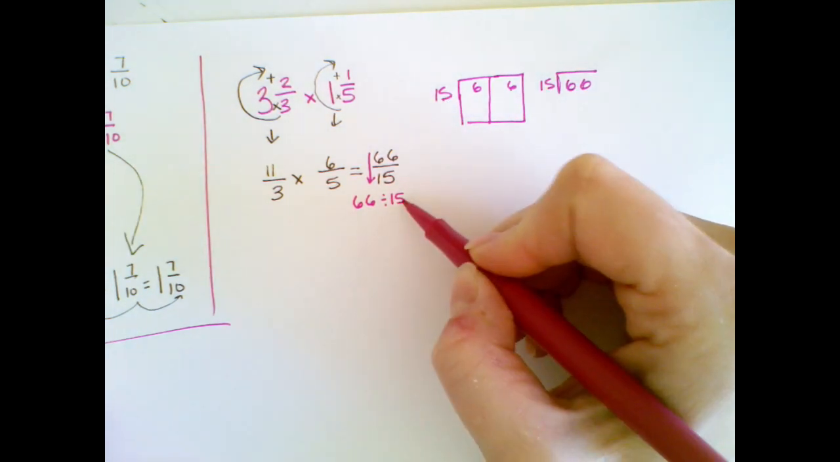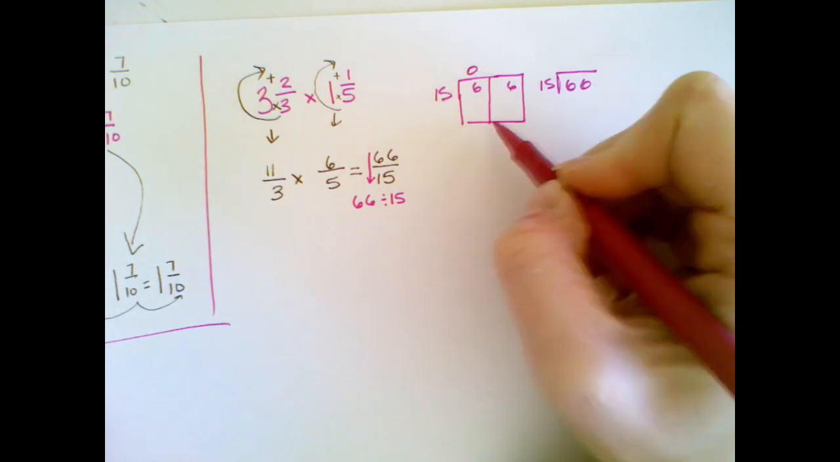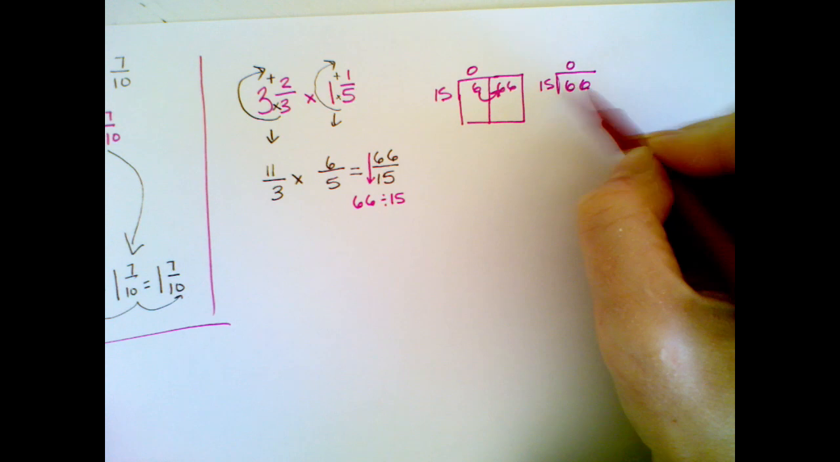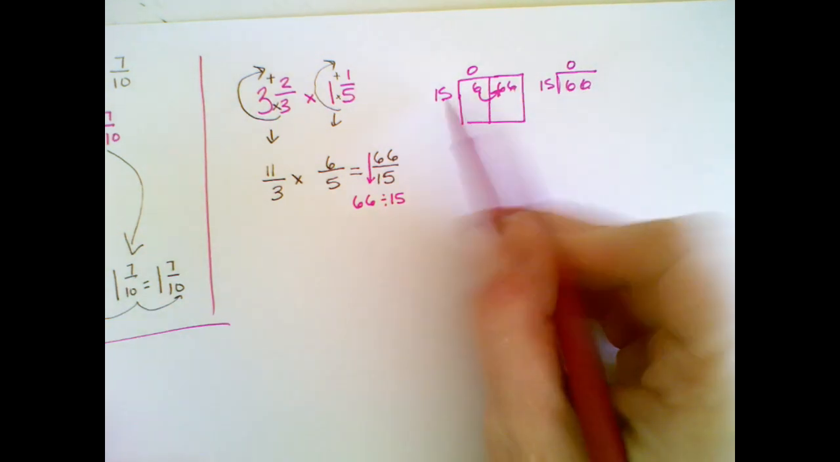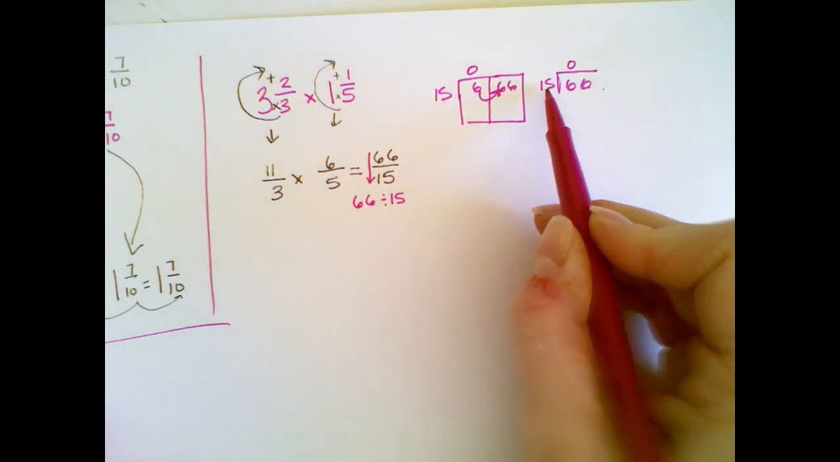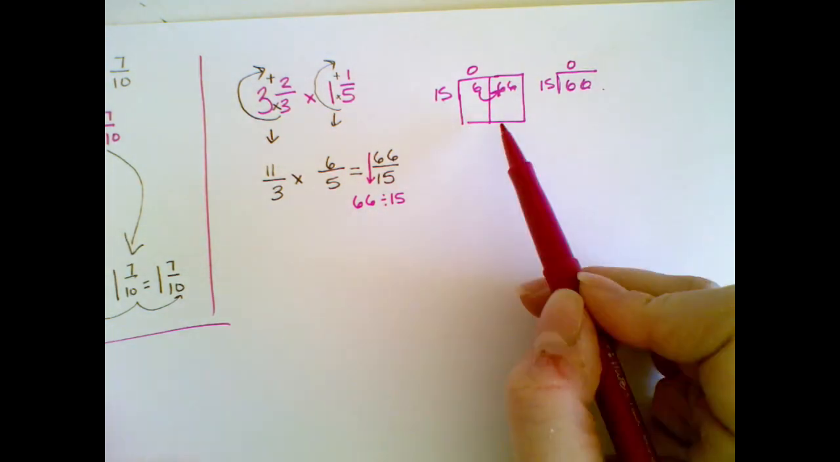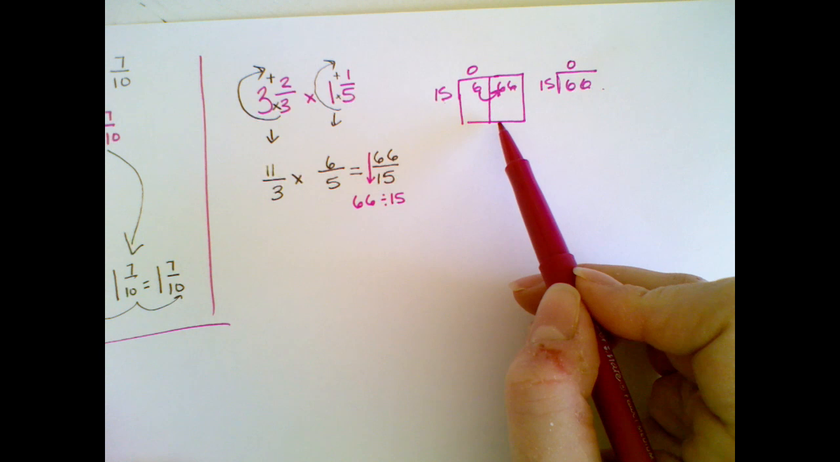You should look, 15 isn't going to go into that first number, right? 15 doesn't go into 6. So your 6 is coming over here and you're still just dividing. This is 66 divided by 15, which is what we have here. So all of this is really unnecessary to write down because it's not helpful to you.